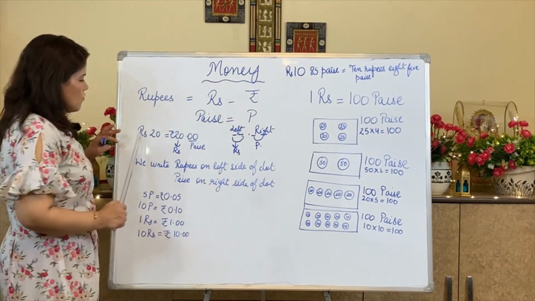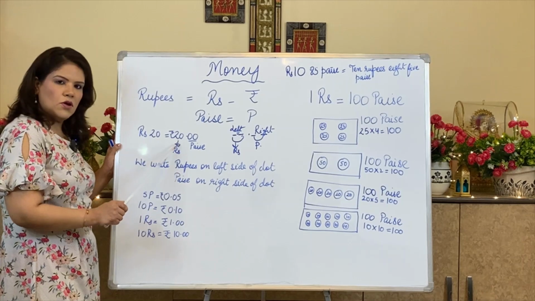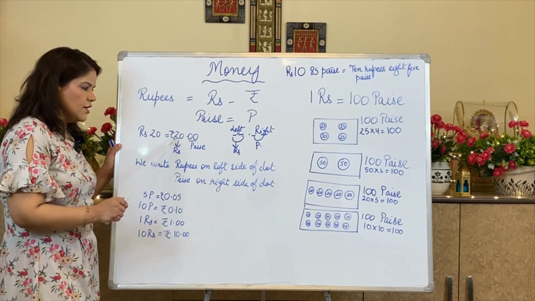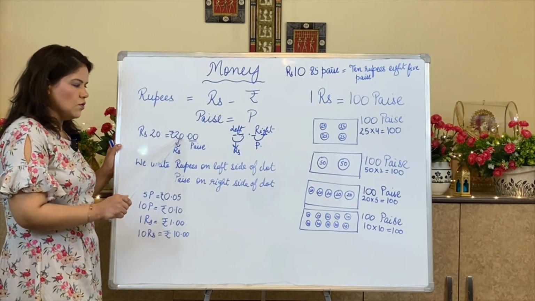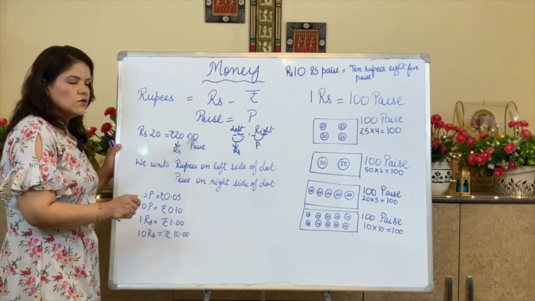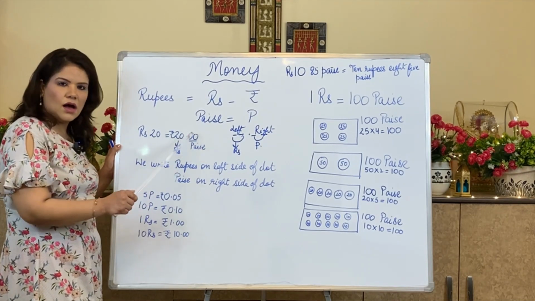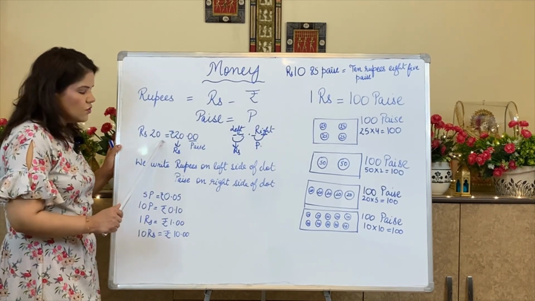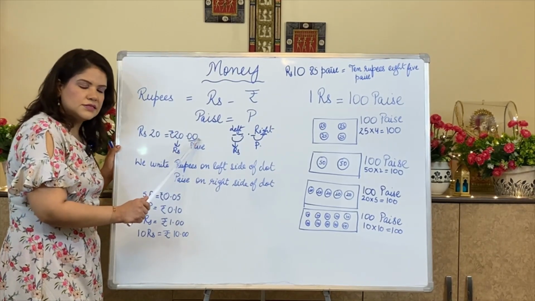Now in the case of 20 rupees, how will I write it? This is the symbol of rupees. This is the left side for writing the rupees. So I am writing 20.00, because I am not taking paise into account right now. I am just taking rupees, 20 rupees. So that means 00 paise.